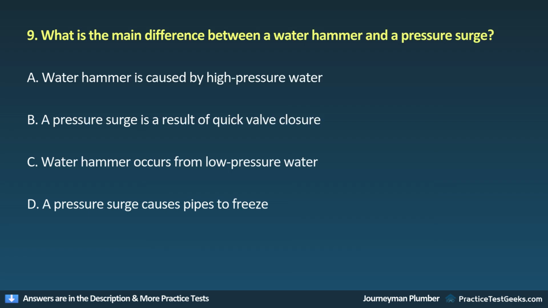9. What is the main difference between a water hammer and a pressure surge? A. Water hammer is caused by high-pressure water. B. A pressure surge is a result of quick valve closure. C. Water hammer occurs from low-pressure water. D. A pressure surge causes pipes to freeze.